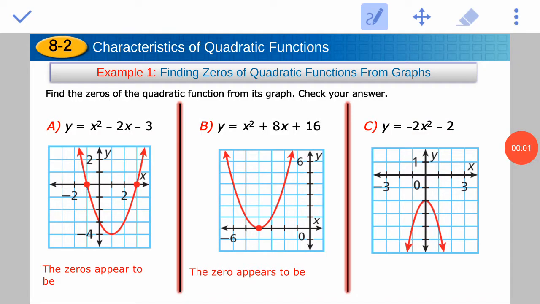Hello Algebra 1 students, welcome to section 8-2, characteristics of quadratic functions. One of these very important characteristics, guys, is called the zeros of a quadratic function. Let me define what the zeros of a quadratic function are.